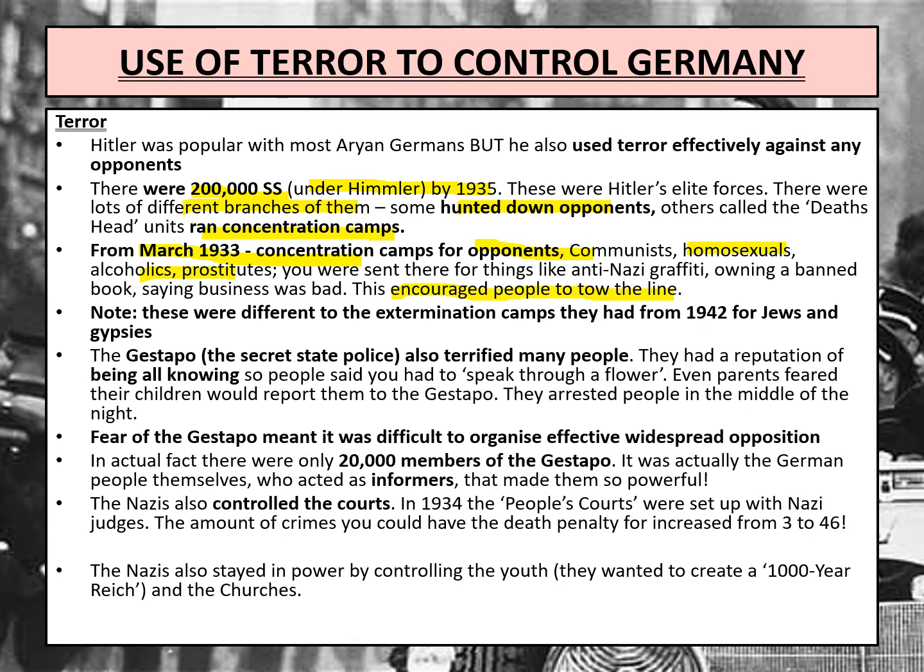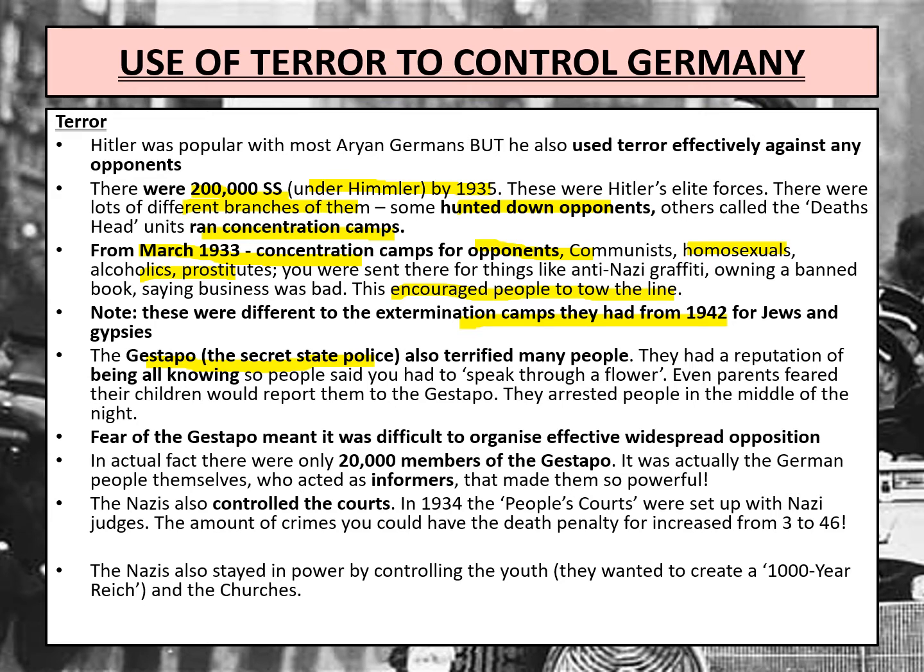And remember, these are very different from the extermination camps that exist from 1942, where they put people that were Jewish and Roma and Sinti. So concentration camps were incredibly effective at stopping opposition. But the Nazis had something even more effective, and that was the Gestapo, the secret state police, which remember they had in Prussia from April 1933.